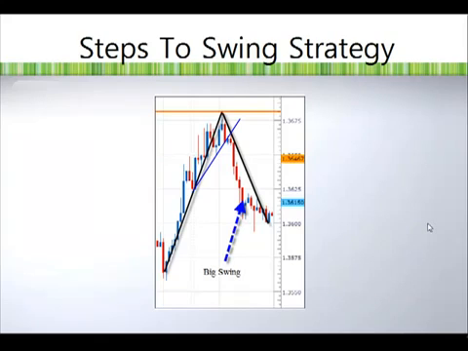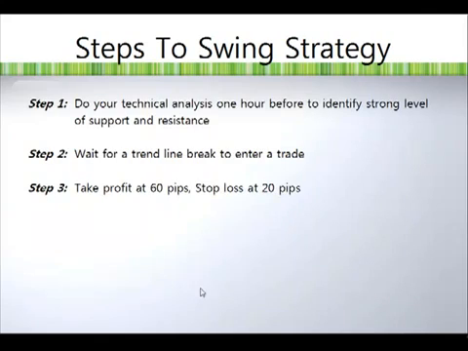Okay, so you remember the 3 steps here. First, you find a level of strong support and resistance. Second, wait for a trend line break. Third, take profit at 60 pips, stop loss at 20 pips. Okay, this is my personal preference. You could actually set 20 pips, 40 pips, 20 pips, 50 pips. It's all up to you.